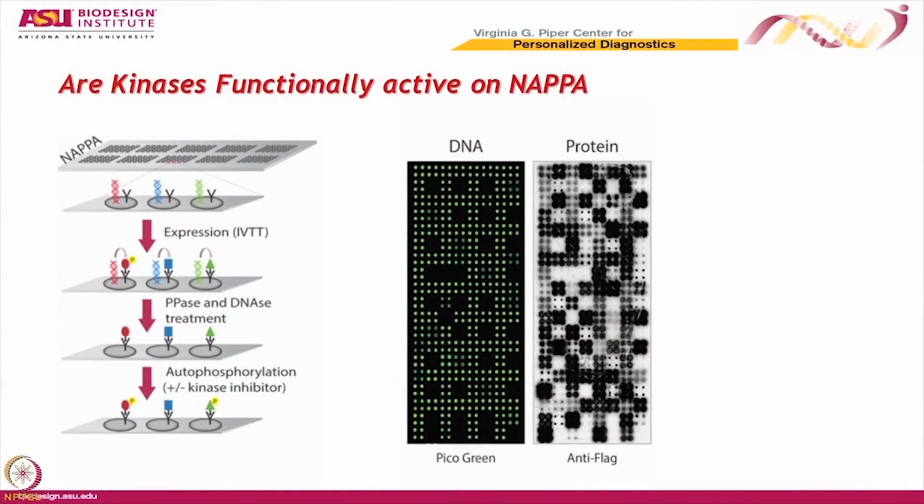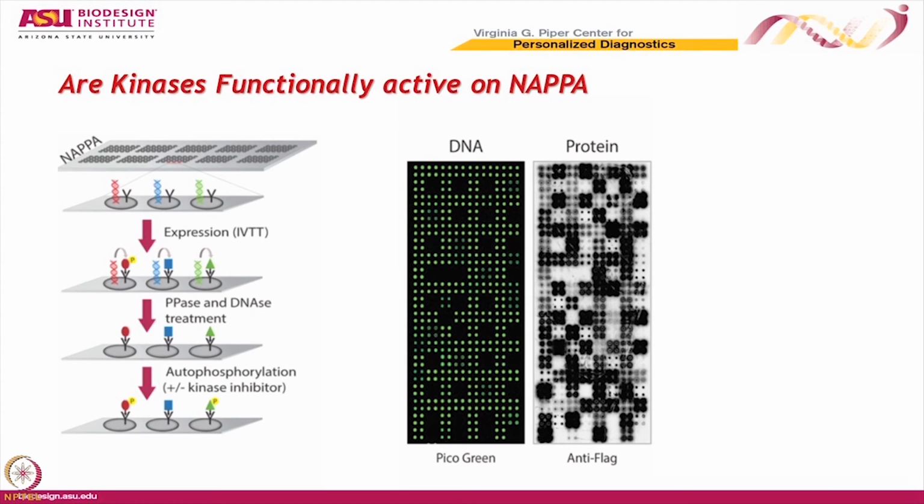Okay, so this is a NAPPA array. And what we're going to do here is express proteins on the array. First, you see the array stained with PicoGreen, which by now you all know means it's the amount of DNA. And the fact that it's pretty even in its staining means that we did a pretty good job of printing. Then here what we've done is express the proteins and stain them with an anti-FLAG antibody. The reason it's a FLAG antibody is that in this particular circumstance, these proteins, which are all kinases, happen to have the FLAG tag and not the GST tag.